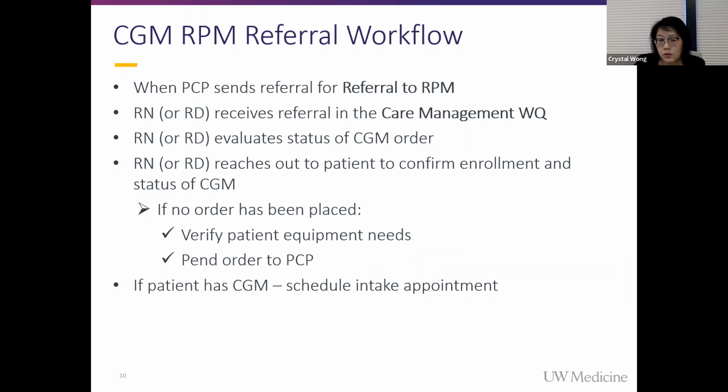So what happens behind the scenes? You send the referral to RPM, and that goes into your nurse's care management work queue. They're used to using that for care management referrals. Then they'll review what you have in Epic. They'll review your chart note associated with you talking to the patient about this and offering it to them. They will check the orders and see if you actually put in the orders for the equipment. If it slipped your mind and you didn't put it in, then they'll go and pend the orders for you, and then you can co-sign them for the patient.